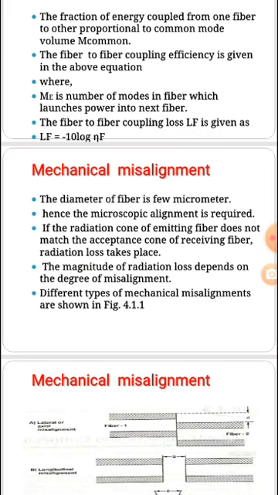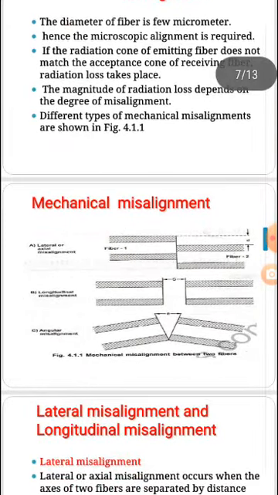Total loss due to splice connection is also enormous, and that is shown here. There are so many mechanical misalignments which cause losses, which do not couple power from one end of the fiber to another end of the fiber. The first one is a lateral or axial misalignment. This is one of the mechanical misalignments. You can see the diagram here. In this diagram, one end of the fiber is not exactly connected to another end of the fiber. The core is not properly interfacing with the other part of the fiber.